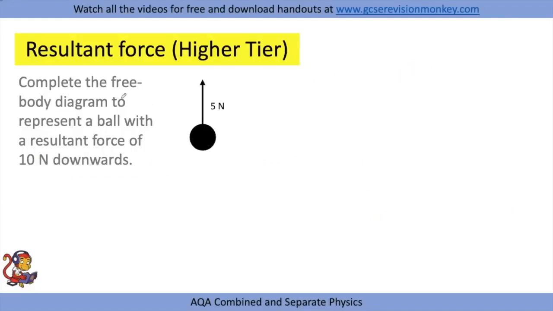There's a little bit extra for higher tier students where you might be asked to complete a free body diagram, which is a diagram which represents an object and the forces acting on that object. So this question says complete the free body diagram to represent a ball with a resultant force of 10 newtons downwards. Well, at the moment it's got 5 newtons up, so if we want a resultant force of 10 newtons down, then we must have 15 newtons acting downwards, because overall now we'd have 15 minus 5, giving a resultant force of 10 newtons downwards.